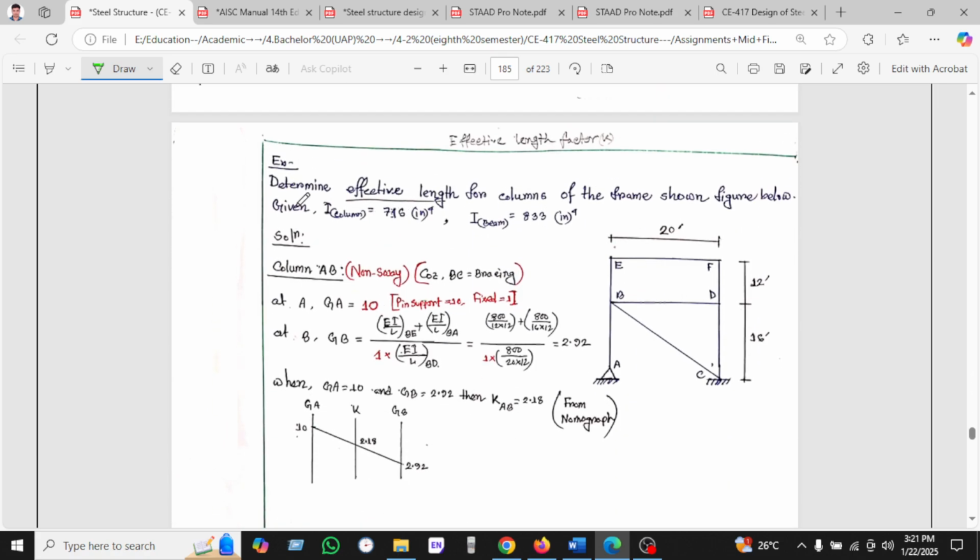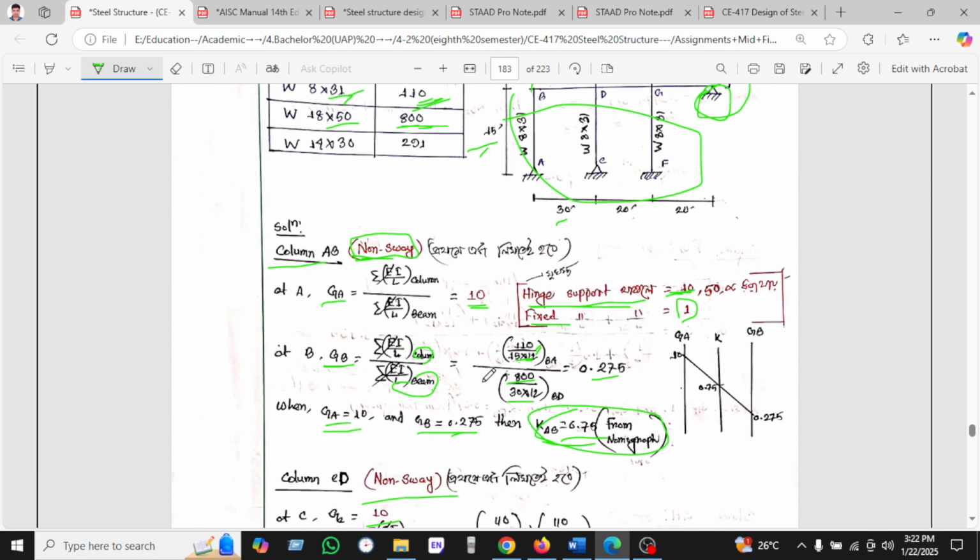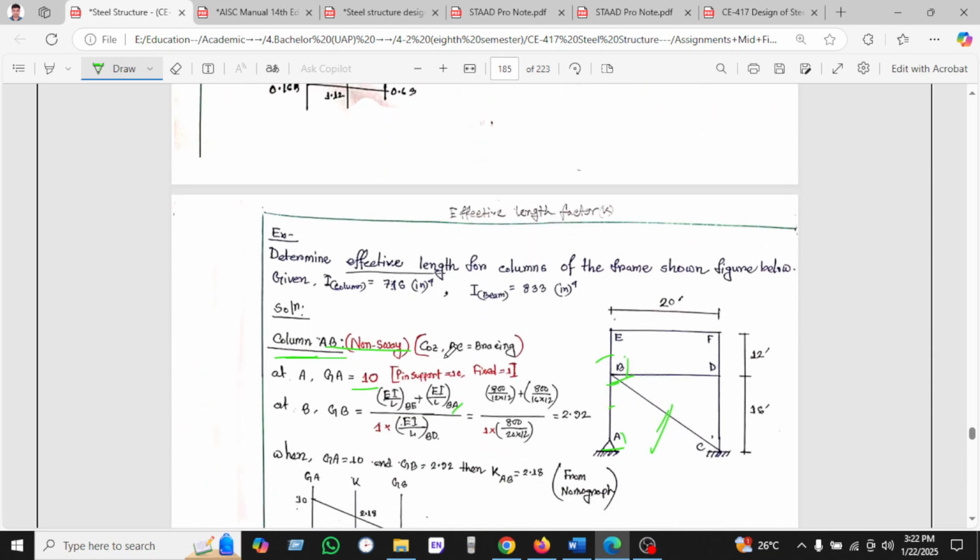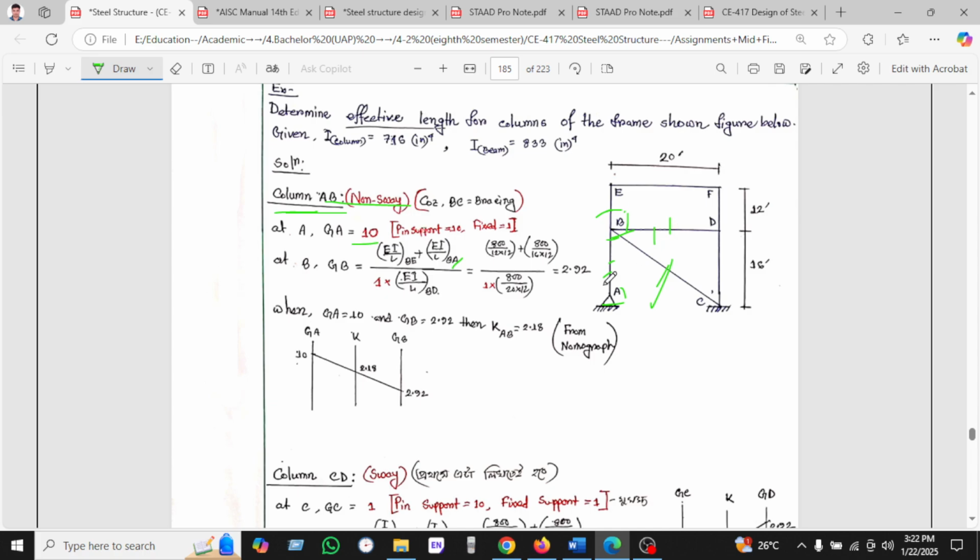Next, another calculation is to determine the effective length of the column of the frame shown below, and we have seen that the bracing is here. So now we have to determine which is sway and non-sway. Column AB is non-sway because the brace is included. We have seen the pin support, that's why we use 10 for GB at point A. Here we are calculating column over beam, and we found column divided by beam, with 1 beam, so we use 1 and found 2.3, and using these two values with the nomograph we found the K value.